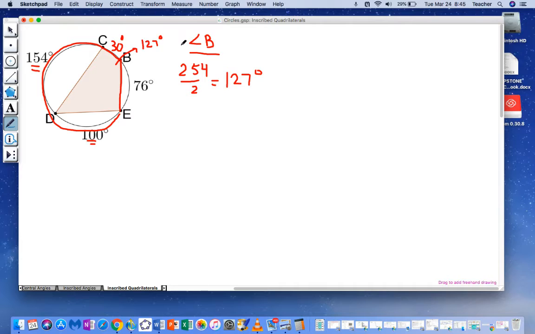Okay, here's the different thing about inscribed quadrilaterals. Opposite angles in an inscribed quadrilateral are supplementary. Supplementary means 180, adds up to 180. So if I want angle D, D and B together have to be 180. Well, I've already got B. So I'll go 180 minus 127, and that's going to give me D. Right, that's going to be 53.